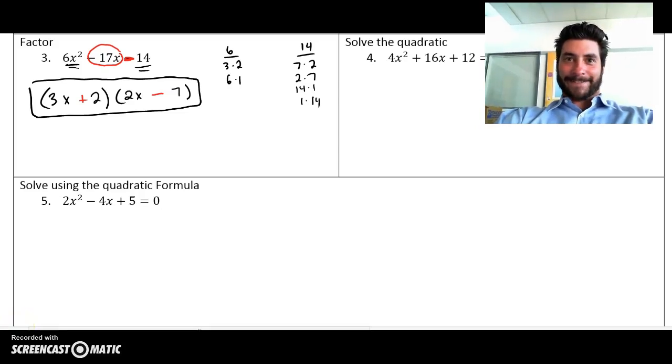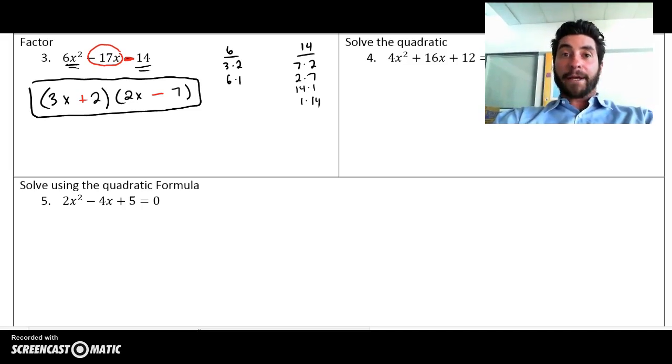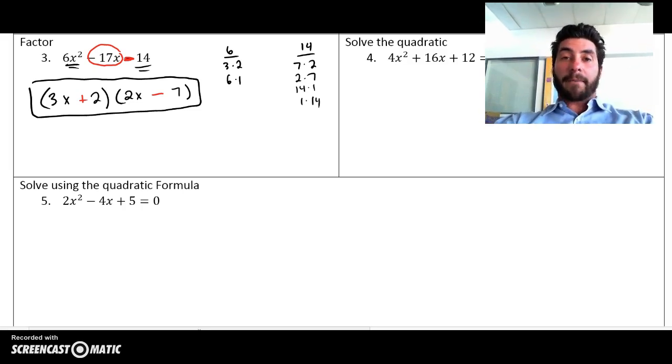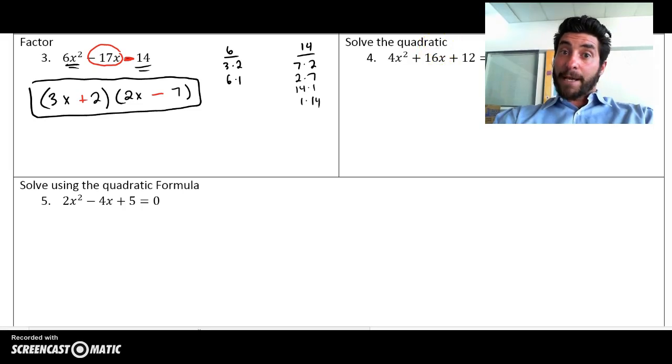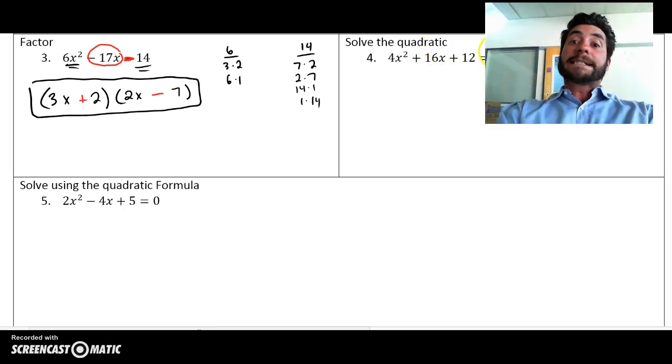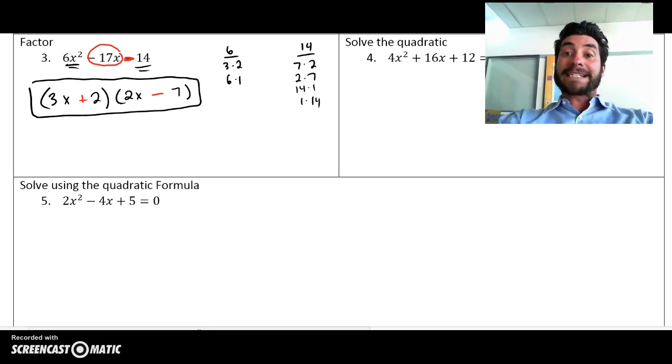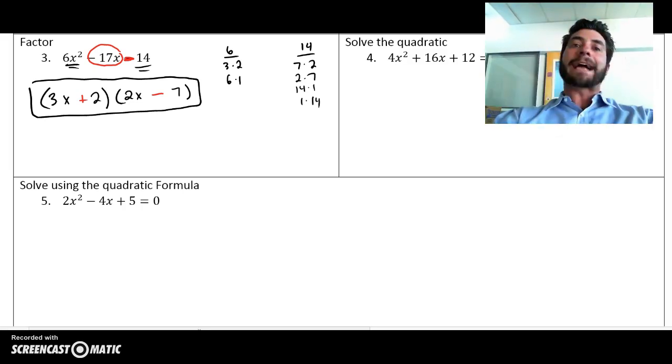Okay, so now number 4, we're going to solve the quadratic equation. How we're going to do that is by factoring or by using the quadratic formula. Now I'm going to take a look at this first, and I'm going to say, in order to solve a quadratic equation, it must be equal to 0. Yes, it must be equal to 0 first. It is. Good. So, next step.